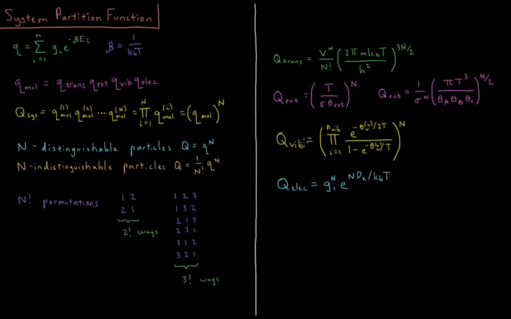For vibrations, we have a product of all the individual vibrations, 3N minus 6 for nonlinear molecules, 3N minus 5 for linear molecules, of e to the minus vibrational temperature of that mode over 2T, over 1 minus e to the minus vibrational temperature over T, all of that to the n. And for our electronic partition function, the degeneracy of the ground state to the n times e to the n dissociation energy over kT.